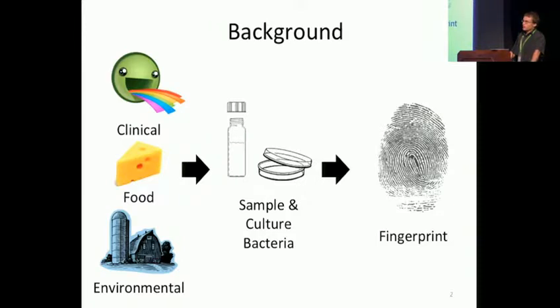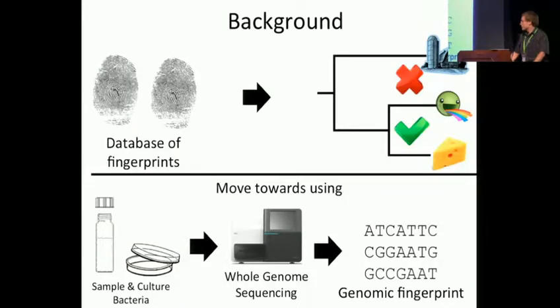samples. So what we do is we sample and culture the bacteria that we get in, and we're interested in generating these fingerprints for these different bacteria. And once we have a set of fingerprints and a large database, we can then start comparing them to determine whether or not, for example, one contaminated food was the actual source of some illness that different people have suffered from, or start excluding maybe some farm from being the source of some particular illness.